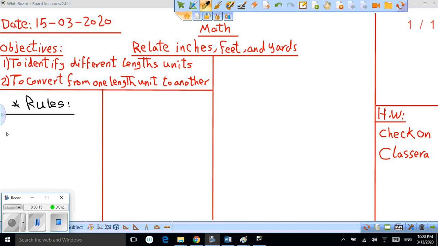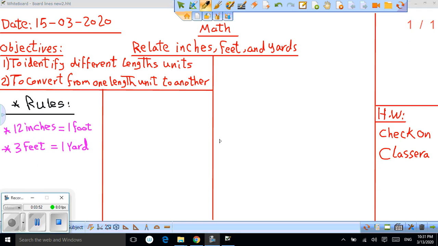Now we will write our rules. The first rule is that 12 inches equals 1 foot, and the other rule is 3 feet equals 1 yard.